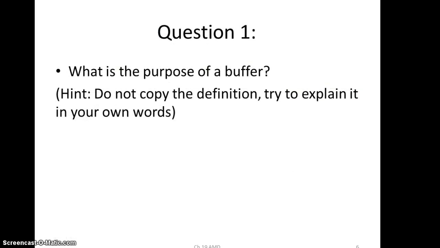So our first question for the quiz: what is the purpose of a buffer? I really want you to try to not copy the definition. I know that's kind of ingrained into our heads to do that, but really try to explain it in your own words.